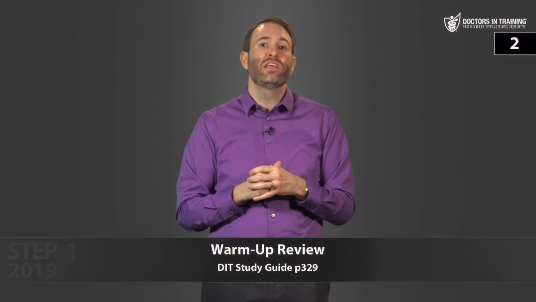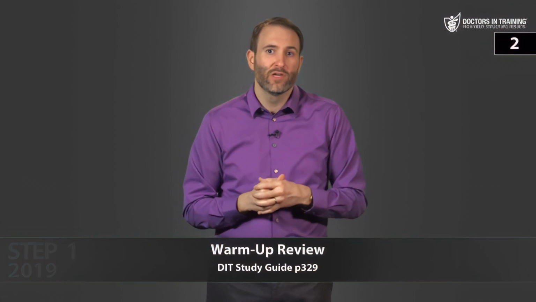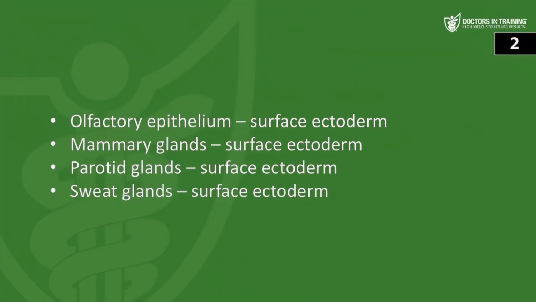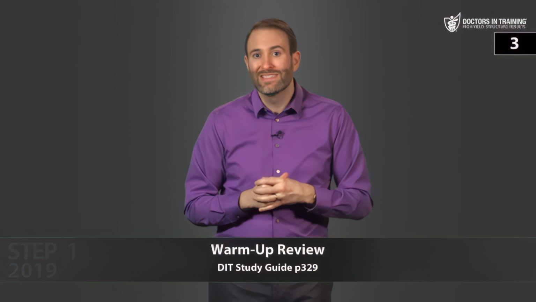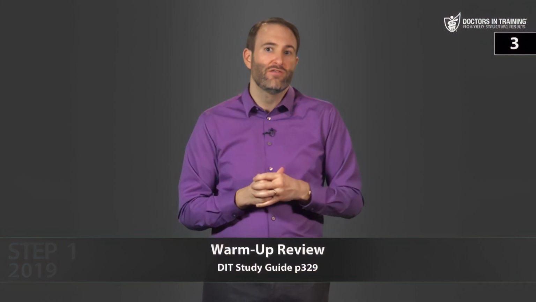Next, what is the embryologic origin of each of the following adult structures? So all these, the olfactory epithelium, the mammary glands, and the parotid glands, and the sweat glands, they all come from surface ectoderm. Next, what defects are seen in a patient with transposition of the great vessels?